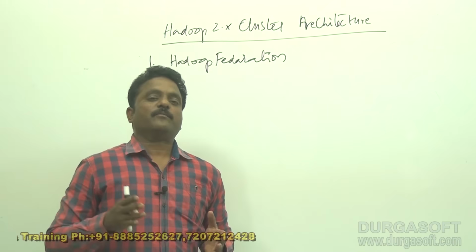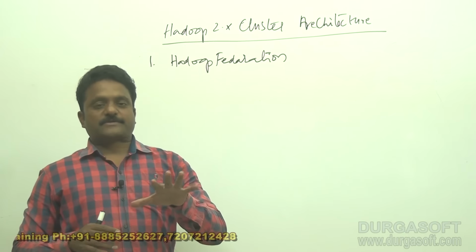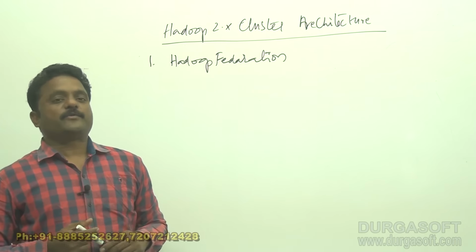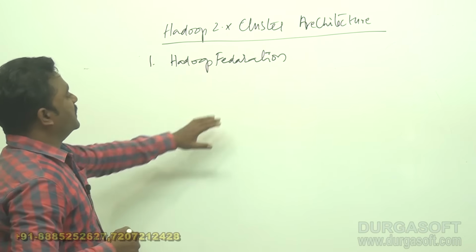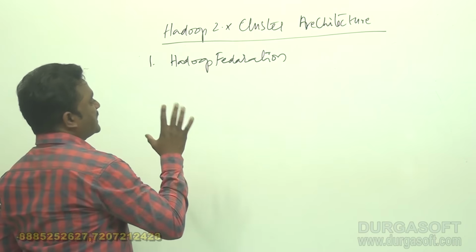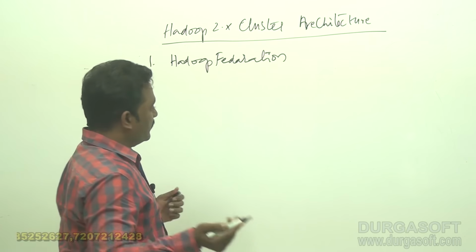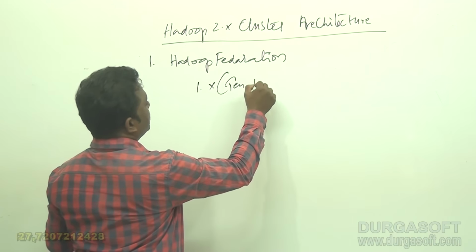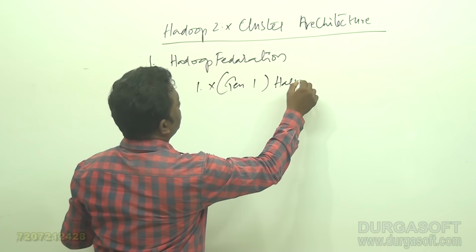Now, why do we need more than one name node? Because everything was going well in the 1x version. When it comes to the 2x version, why do we have to have the concept of Hadoop Federation? Now, let us say I have only one single name node in the 1x version. This example is pertaining to 1x or Gen 1 of Hadoop.